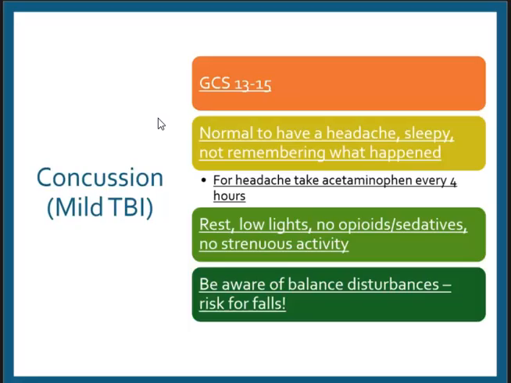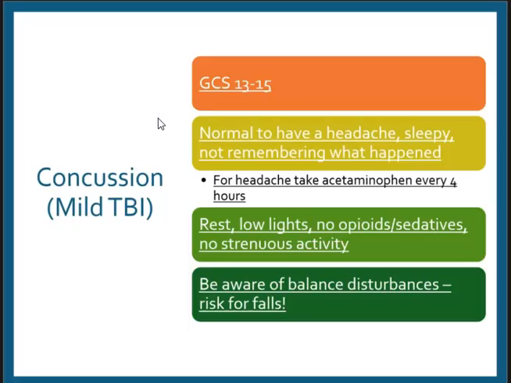It is normal to have a headache. It's normal to be sleepy. It's normal to not remember things, having amnesia. We do not take ibuprofen for this. We take acetaminophen. You can have it every 4 hours. No NSAIDs. We want to take acetaminophen for the pain.